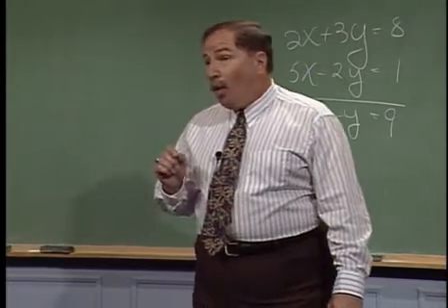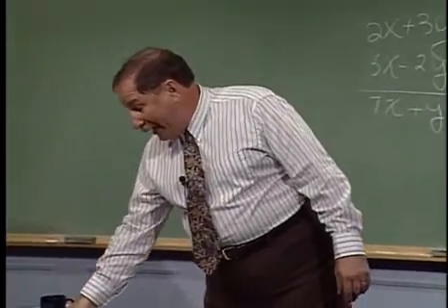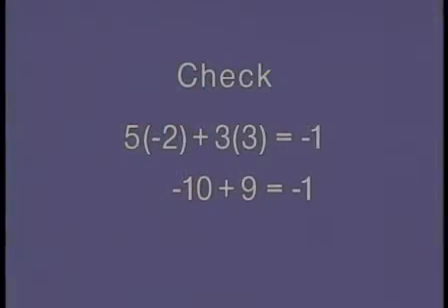Now, we still need to check this, don't we? So let's look at the last visual in this set. What we've done here is we've simply replaced the x and the y in the second equation, 5x plus 3y equals -1, with -2 and 3. The x is -2, the y is 3. We get -10 plus 9 equals -1. And that, of course, is correct.